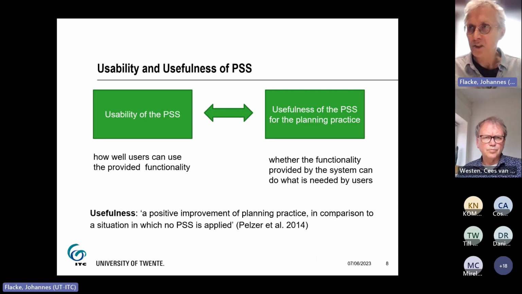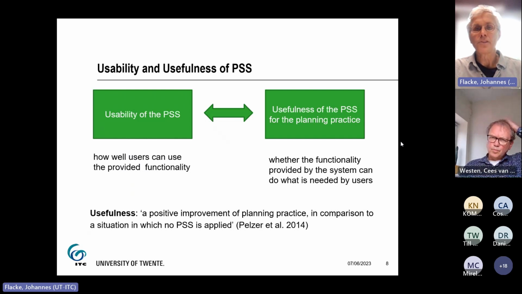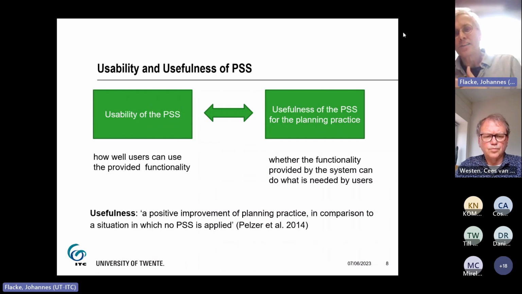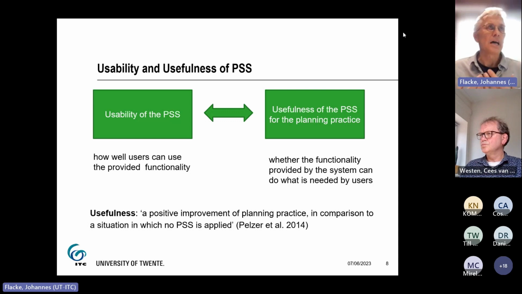But of course, developing such a tool is one thing; we aim to make tools that are also used in practice and are useful. And there I'd like to briefly distinguish two concepts that we use for evaluating how good such tools are. These are the concepts of usability and usefulness of a planning support system, of any geospatial tool. Usability for us means, how good is the tool design? How well can users make use of the provided functionality? So do they understand all the buttons? Can they use the functions of the tool? And usefulness, on the other side, describes how useful such a tool is to enhance the planning practice: the interaction of the stakeholders with respect to the goals of the process, with the outcomes.